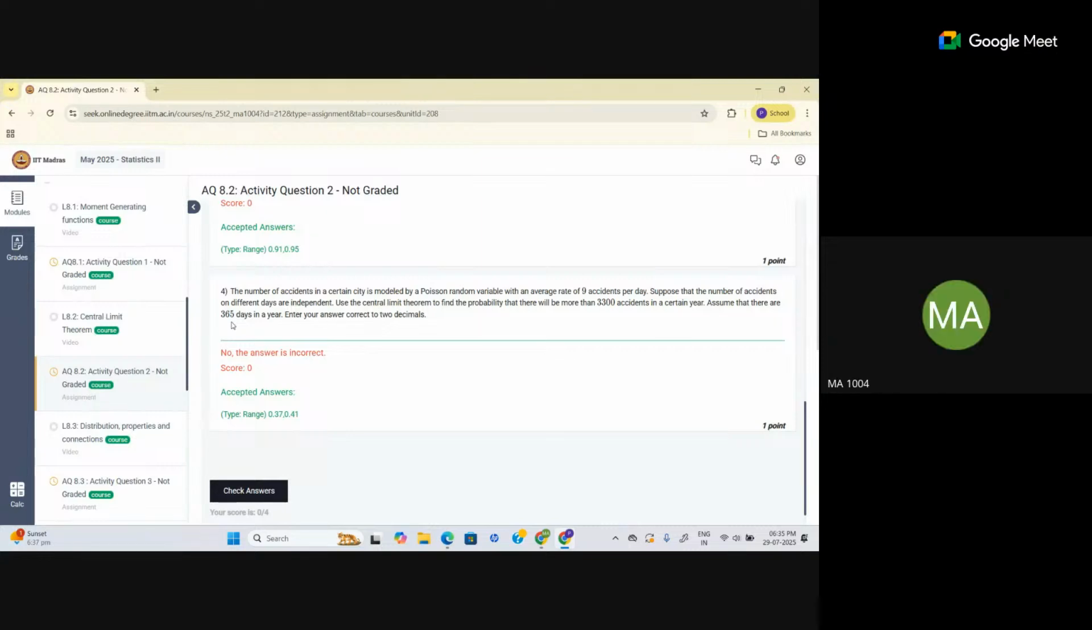So here, suppose you have to calculate the probability that x is greater than 3300. You have to subtract the mean and divide by the standard deviation. The mean in that case will be 9 into 365. Similarly for the standard deviation: for Poisson, the variance is the same, 9 into 365. That will be your variance, so then you will take the square root of it.